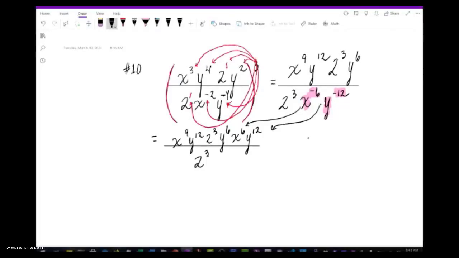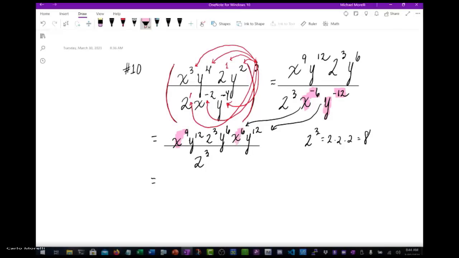Let's make sure we understand something. 2 to the power of 3 equals 2 times 2 times 2, which equals 8. 2 times 2 is 4. 4 times 2 is 8. Okay? So I keep simplifying. Now let's notice something. I like the ability to highlight with different colors. You see the x has an exponent of 9. Here's another x that has a 6. So we'll add those together. So I'll have x to the power of 15. Good.